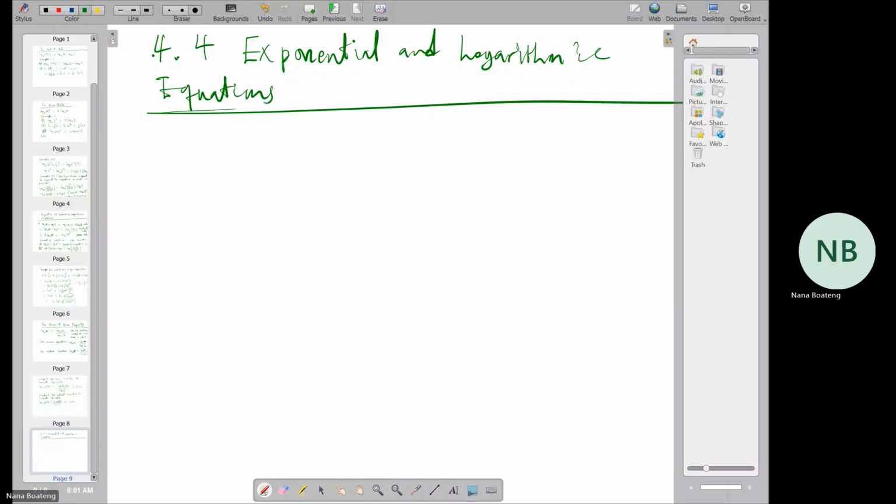Welcome to College Algebra in 4.4, where we will be discussing exponential and logarithmic equations.